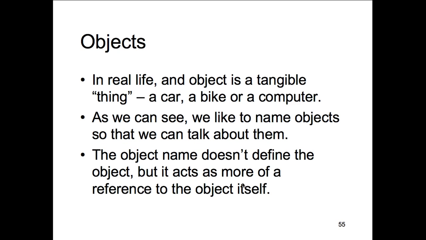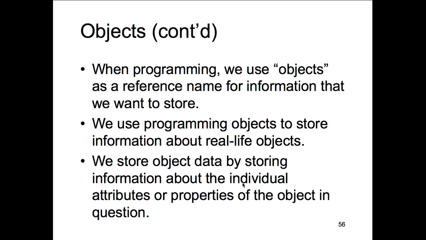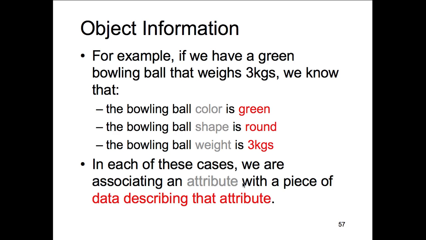So an object is like a real life situation. It's a tangible thing, a car, a bike, a computer. And you can name objects appropriately, just like variables, and remember what the object is representing. The object name doesn't define the object, but acts more as a reference to the object itself. So in programming, we use objects as reference names for information that we want to store, all together. We use programming objects to store information about real-life scenarios. And we store object data by storing the information about the individual attributes and properties of the object in question. So let's take a look at some object examples.